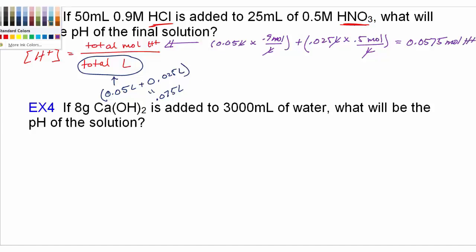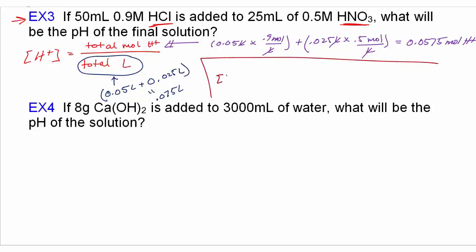So I can get my final answer here. My hydrogen ion concentration will be the moles, 0.0575 moles of hydrogen ion divided by that total volume, 0.075 liters. 0.77 molar. So my pH, take the negative log of that, about 0.115.